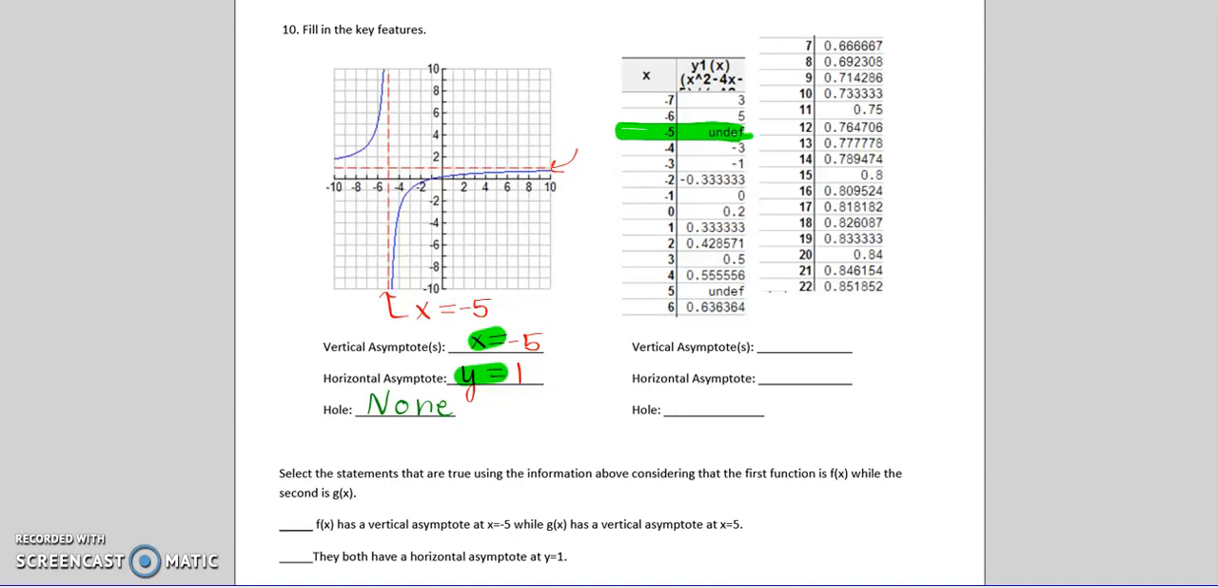How do you determine the difference between an asymptote or the x value of a hole? Look at what's happening in your y value. On the left side, as you approach that asymptote, your y values are increasing. On the right side, as you approach the asymptote, your y values are decreasing. And notice that they're decreasing towards a different number.